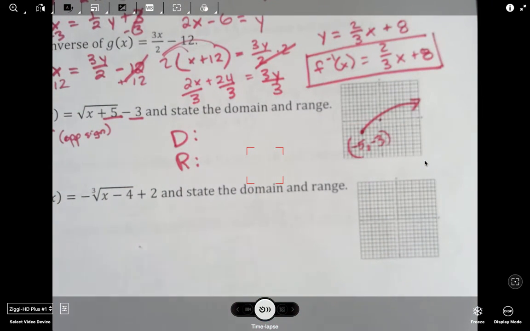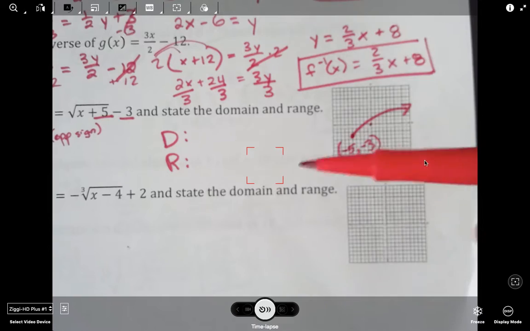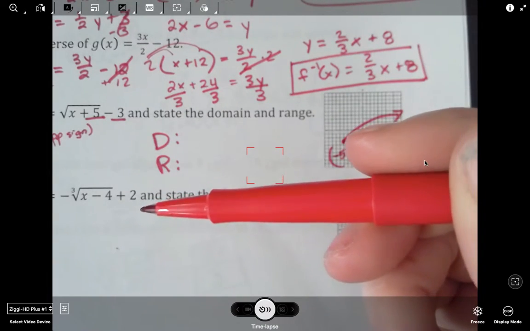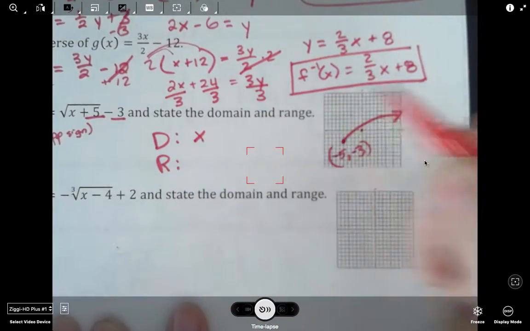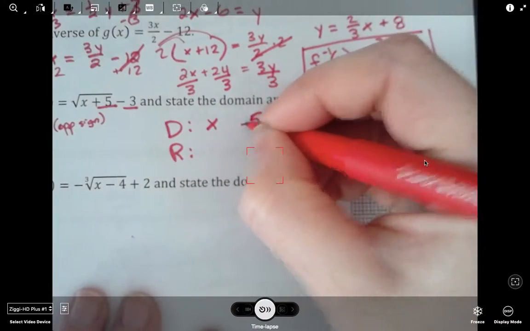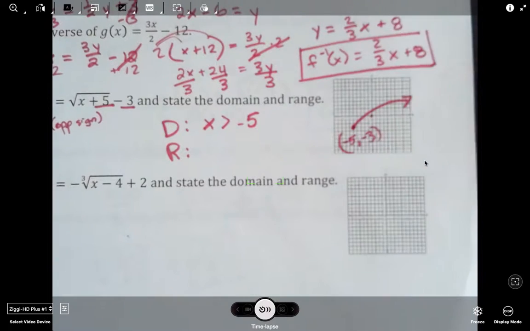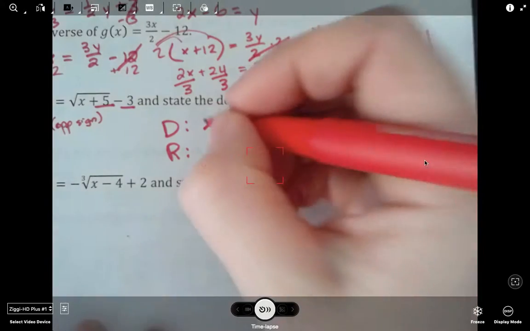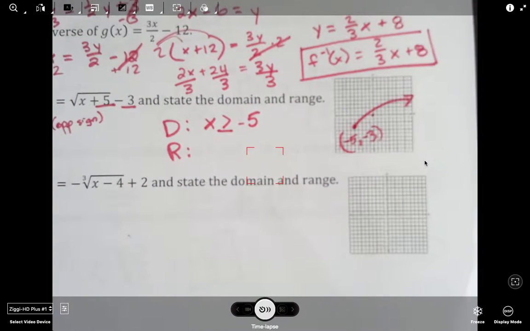Domain is x's, left and right. Will it go to the right forever? Yes. Will it go to the left forever? No. What's the farthest left it goes? Negative 5. So x has to be greater than negative 5. Will it touch negative 5 exactly? Yes, because there's a closed dot on negative 5. So x is greater than or equal to negative 5.